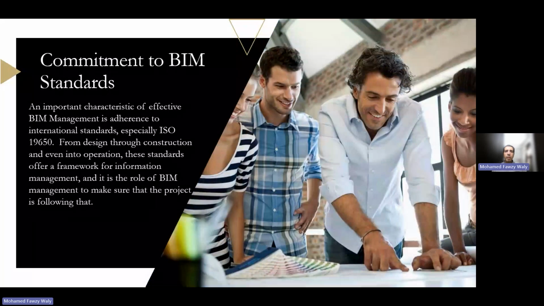Next is a commitment to the BIM standard, as this is one of the important characteristics of BIM management: adherence to the international standards, as we said, ISO 19650, which covers all the stages of the project, from the design through the construction, and even into the operation. These standards offer a framework for information management, and it is the role of BIM management to make sure that the project follows that standard and what is mentioned in those documents.